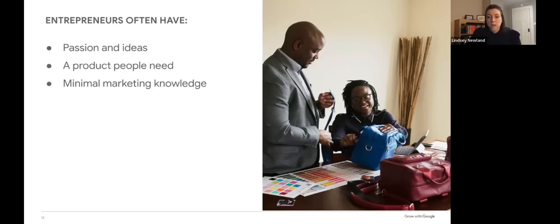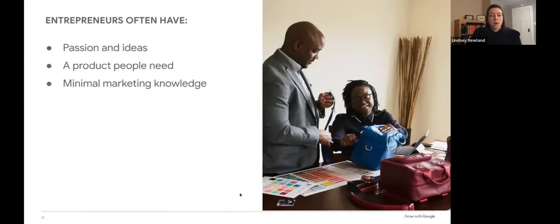They had minimal marketing knowledge, so they kind of ran into a little bit of a gap where they had the great idea, they had the engineering skills, but they didn't have that marketing knowledge to get that pushed out to a broader audience.